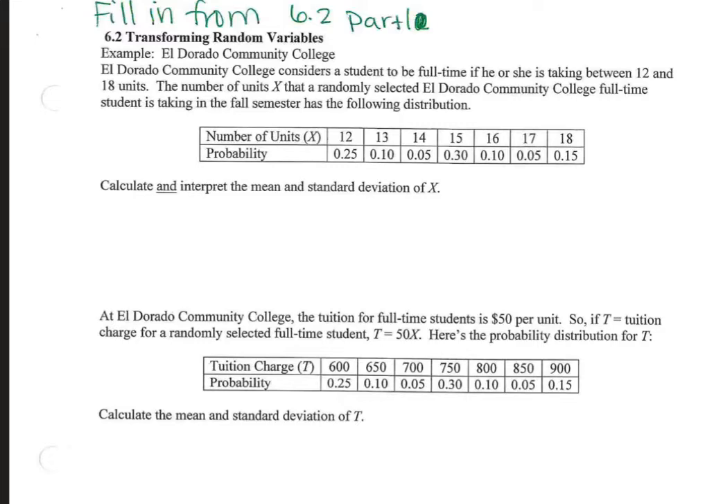And so we're going to use the calculator to calculate the mean and standard deviation of x. So I would type this into L1 and L2 and do one variable stats. And so when I do that, I get x bar equals 14.65. The notation you might see is mu of x, not x bar, mu of x. And we're going to interpret that.